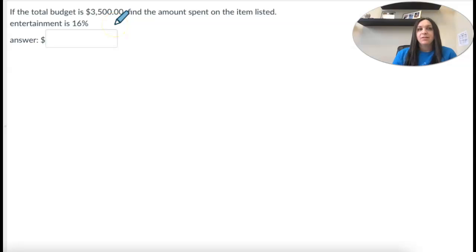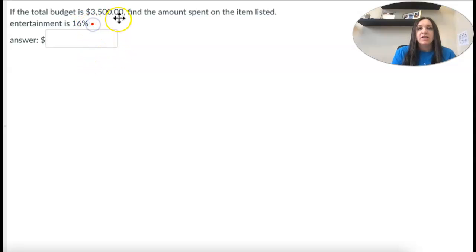So this section is talking about budgeting. When you have a certain amount of money in your bank account or from a paycheck, you want to budget a certain amount towards certain things. So this is saying if your budget is $3,500 and you're going to spend 16% on just entertainment, what is that amount that you're going to spend on entertainment?